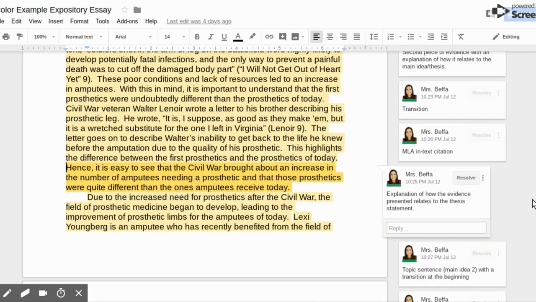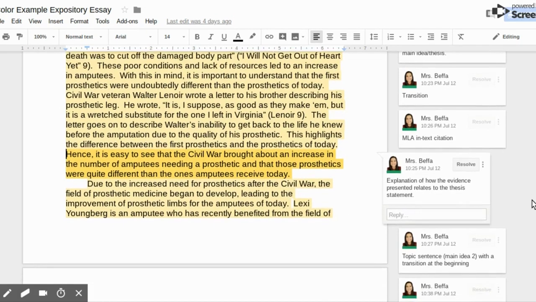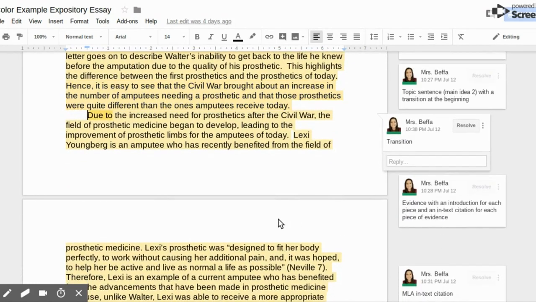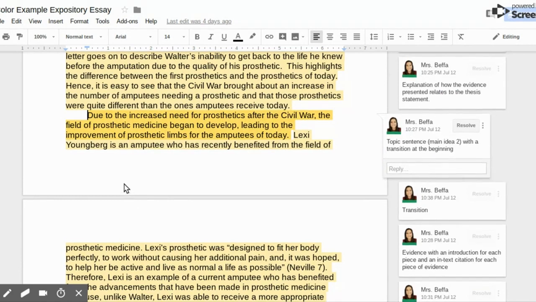So now let's look at body paragraphs 2 and 3. As always, you want to start your body paragraphs with a transition. So here's my transition. Due to the increased need for prosthetics after the Civil War, the field of prosthetic medicine began to develop, leading to the improvement of prosthetic limbs for amputees of today.